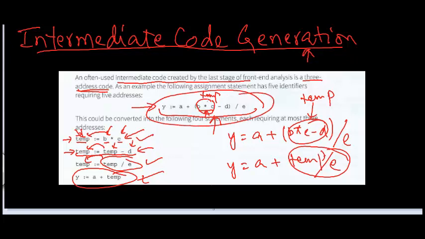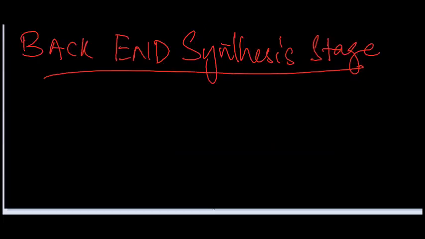So this is something that the intermediate code generation phase does. It generates an intermediate code. That is the simplest definition. It generates an intermediate code, and this is just one example of the kind of things that are taking place within this phase. So now that the front end analysis is complete, the back end synthesis stage begins.